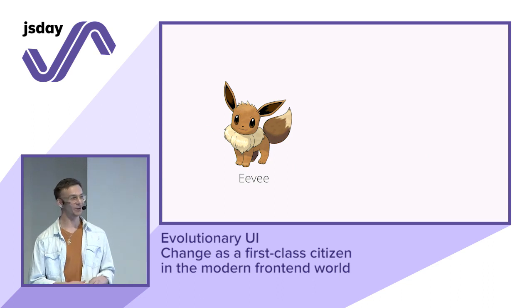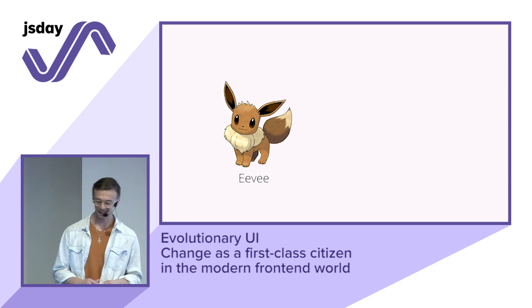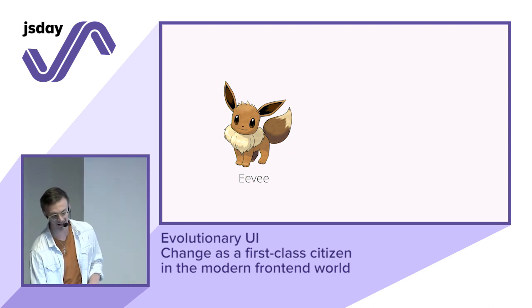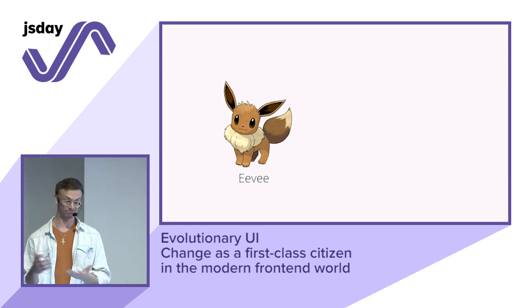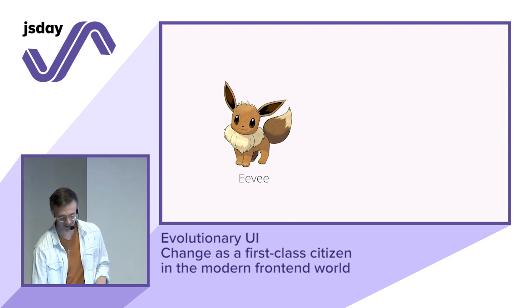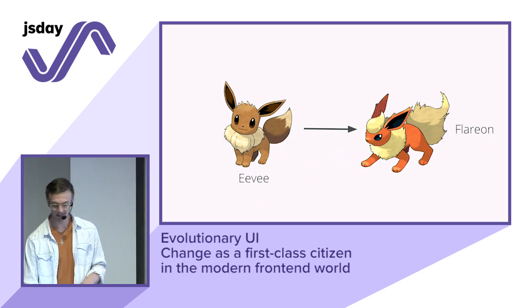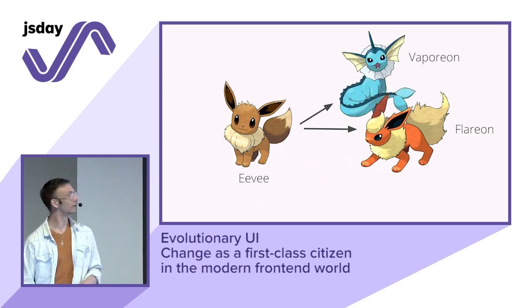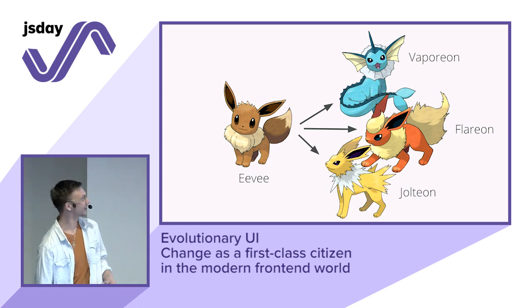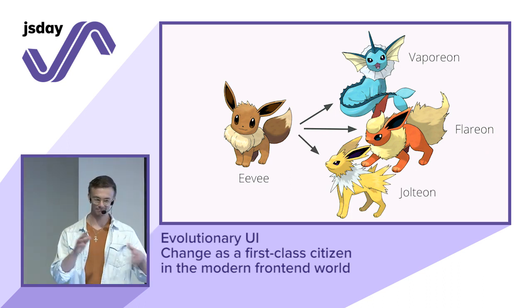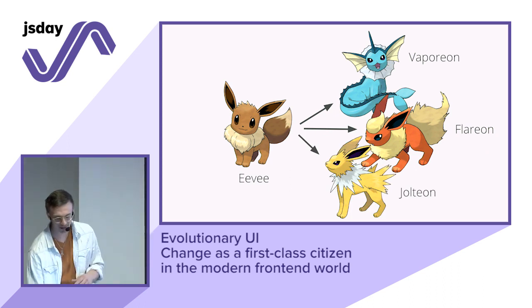So let's apply this to Pokemon. This is an Eevee, and Pokemon can evolve into other kinds of Pokemon. So this Eevee can evolve into this badass fire creature, but it can also evolve into this badass water creature, or into this badass lightning creature.